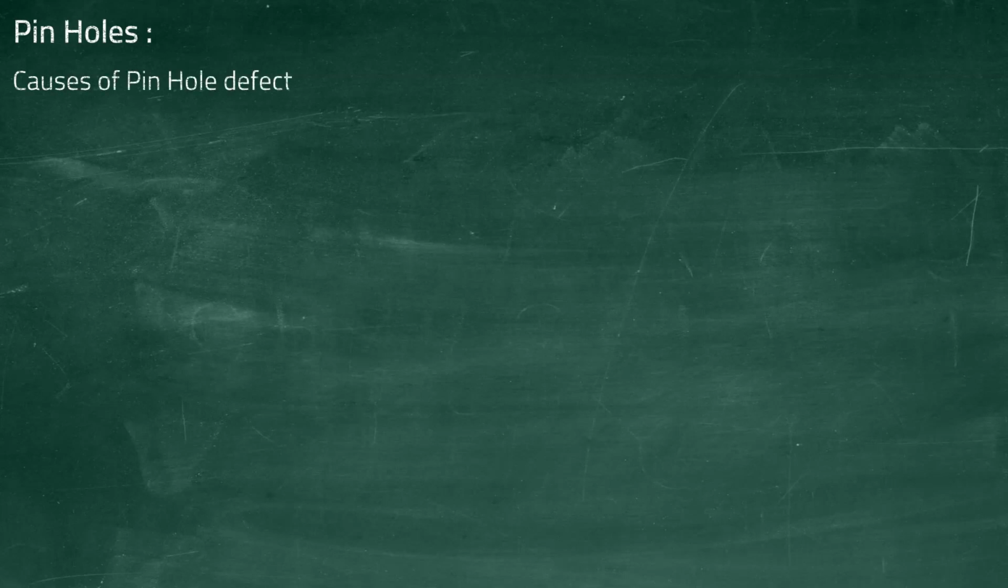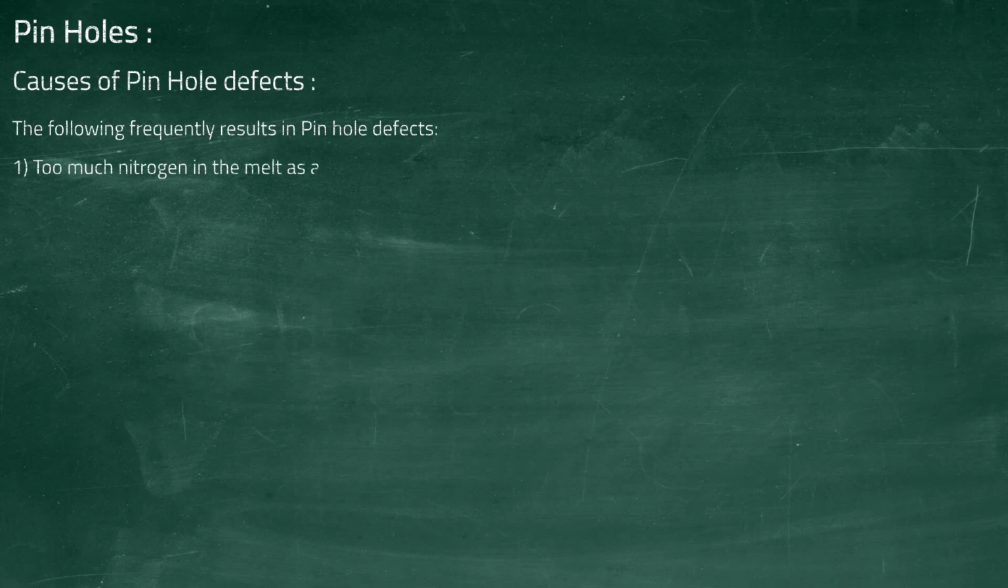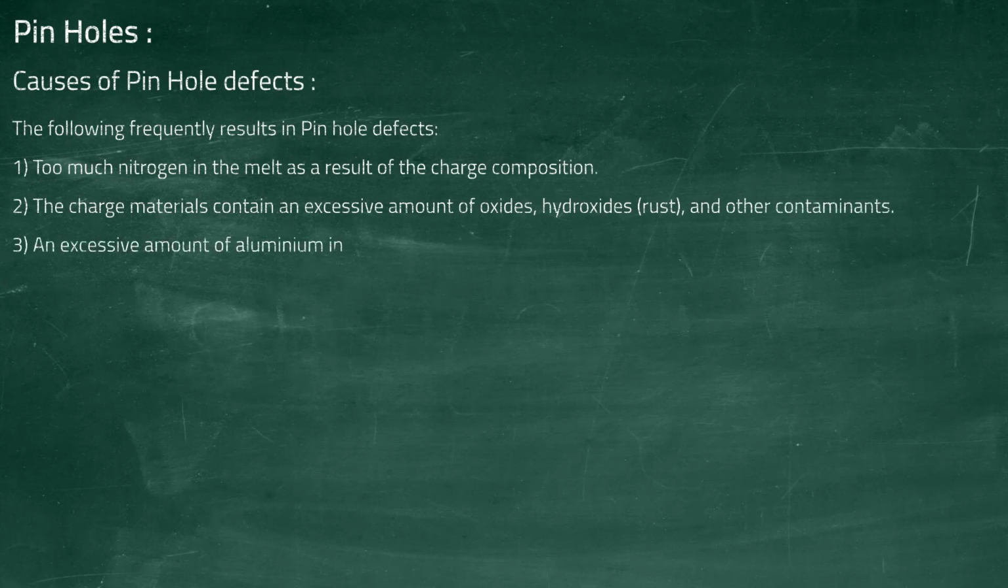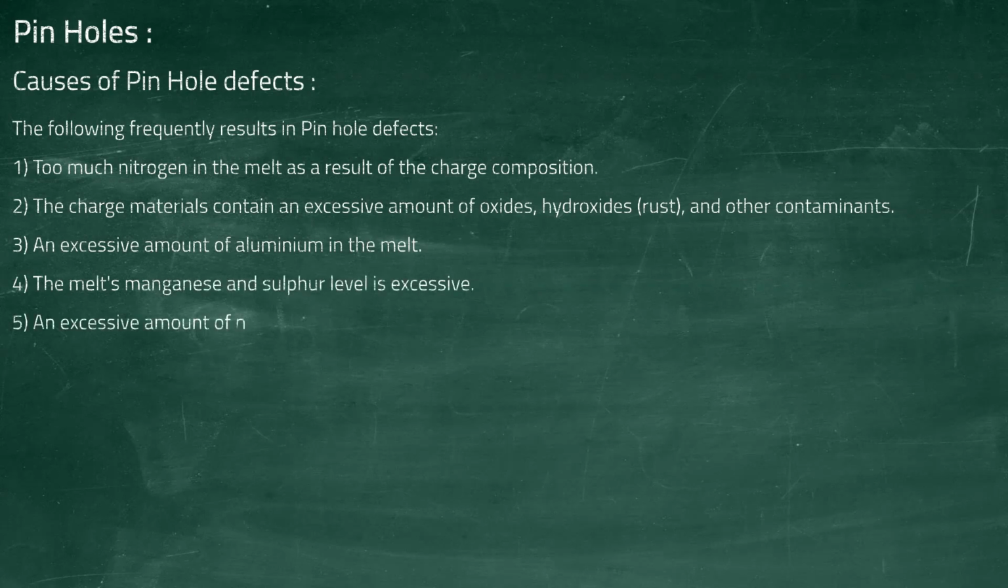Causes of pinhole defects. The following frequently results in pinhole defects. Too much nitrogen in the melt as a result of the charge composition. The charged materials contain an excessive amount of oxides, hydroxides, rust, and other contaminants. An excessive amount of aluminium in the melt. The melt's manganese and sulfur level is excessive. An excessive amount of nitrogen in the sand.